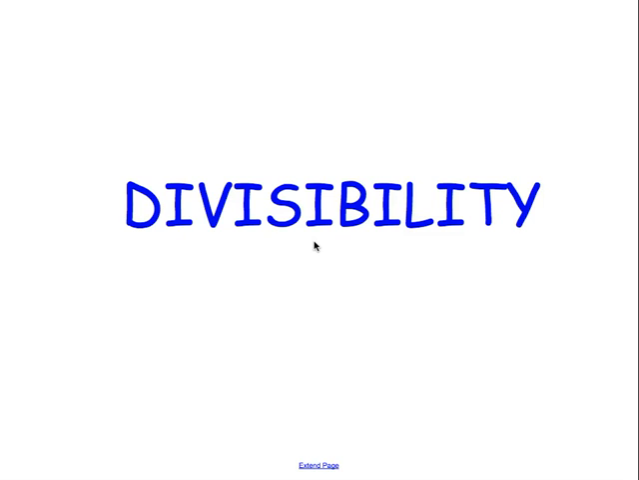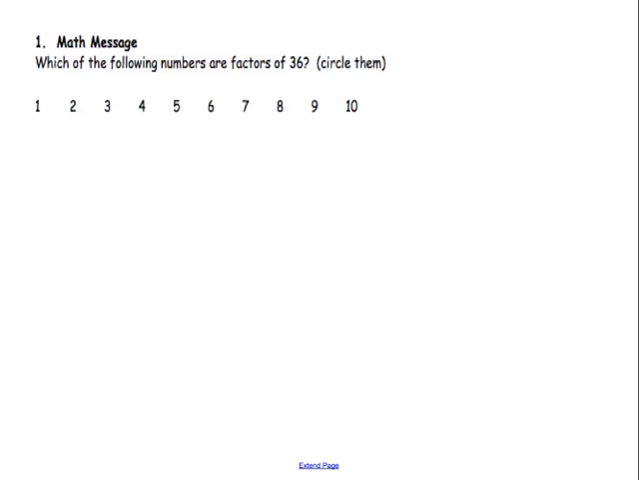This is the video for Math Lesson 1.4. Today we're going to be talking about divisibility. Now, in your math message question, you were asked to answer which of the following numbers are factors of 36. Did you circle them? Which ones did you circle? Did you circle number 1? I hope you circled number 1 because remember, 1 is a factor of every single number.